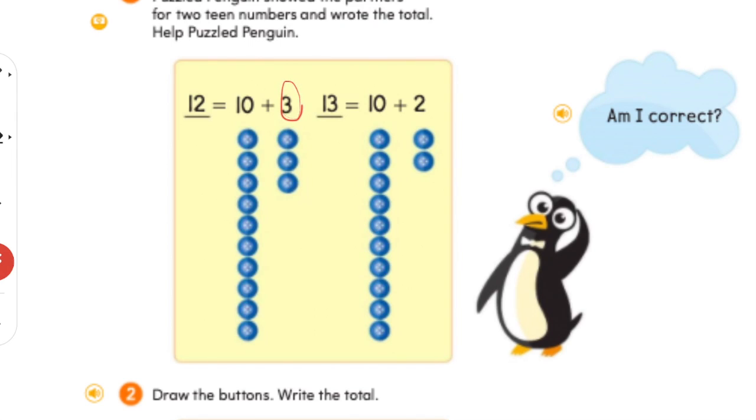Next he has the number 3. Let's count them. Does he have 3 buttons? 1, 2, 3. Check. He does have 3. All right, so we have 10 buttons and 3 buttons. Does that equal the number 12?